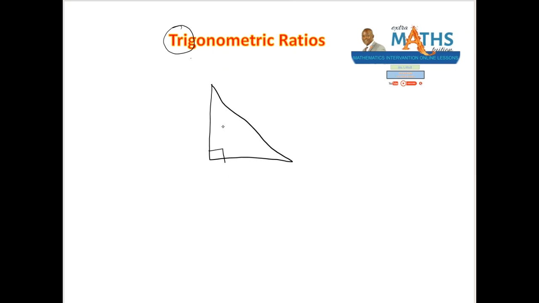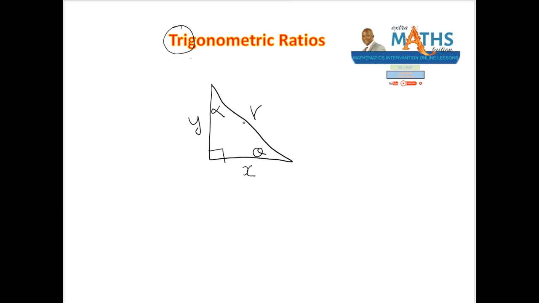On this right angle triangle, we have three sides. Let me call this side my y side, this side my x side, and this side r. We unpack all of those things at the end. Now, obviously, if you are dealing with a triangle, we need to have a certain angle. The first angle, let me call it theta. The other angle, let me call it alpha.